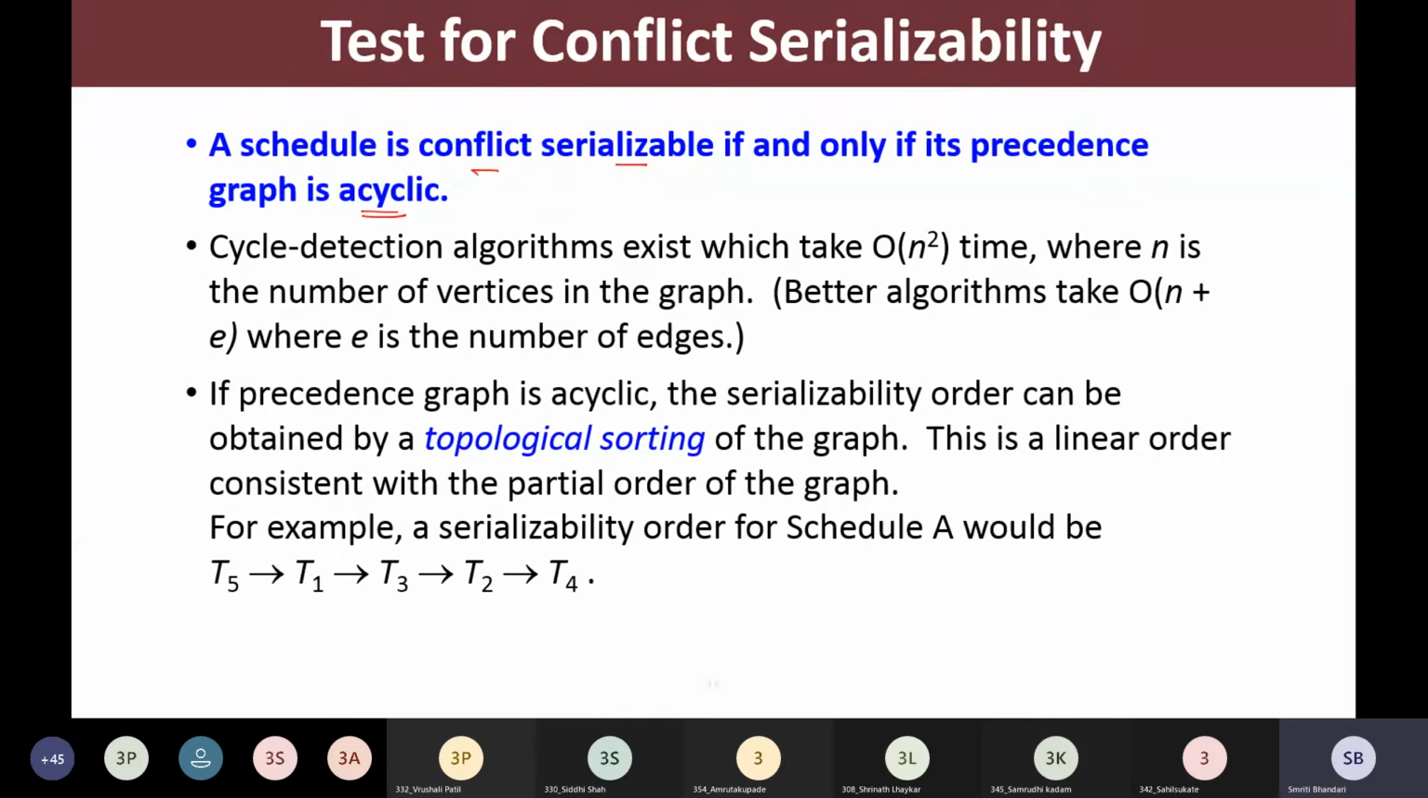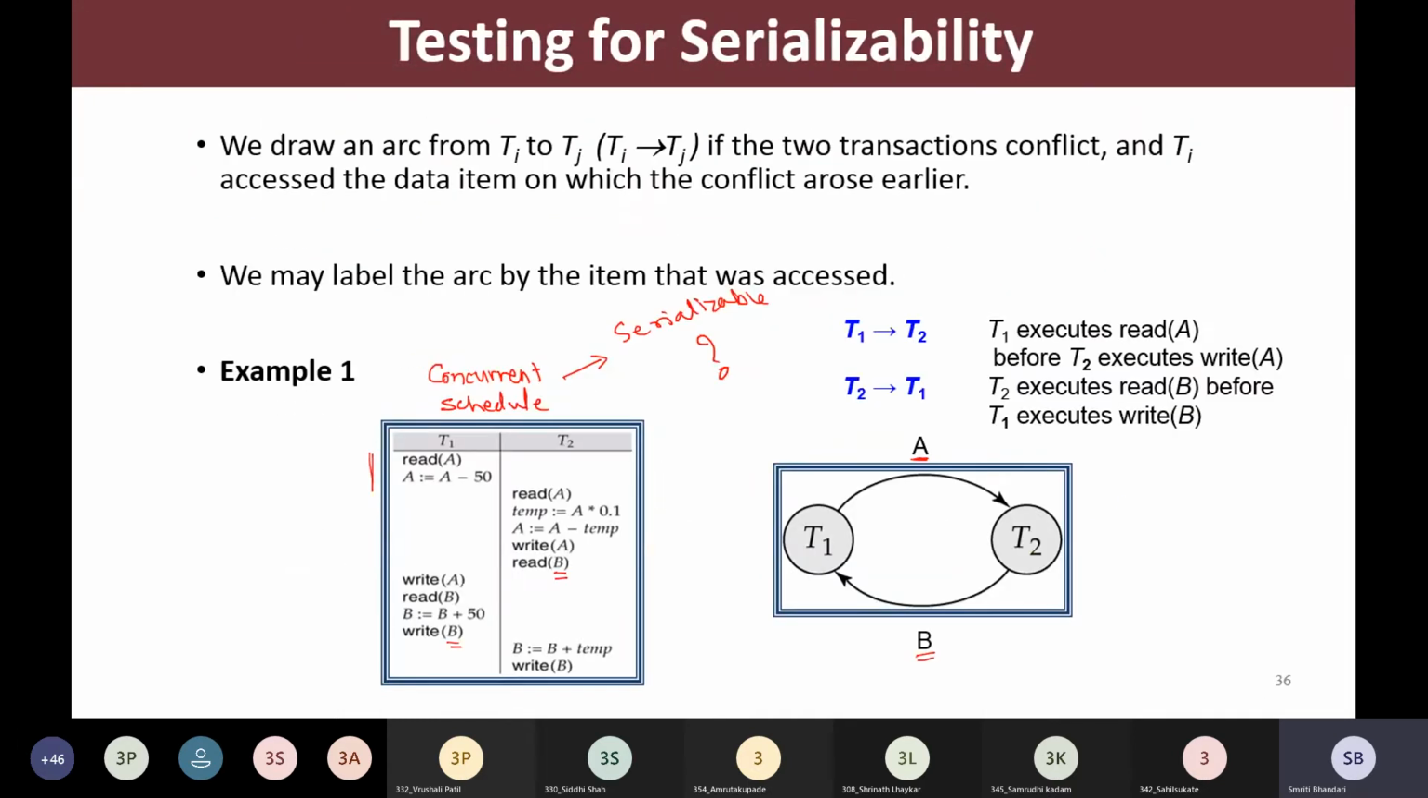Meaning, if we draw a precedence graph, and if in that precedence graph we have a cycle, then we say that that particular schedule is not conflict serializable. But if we do not have a cycle in the precedence graph of a schedule, then we say that the schedule is conflict serializable.